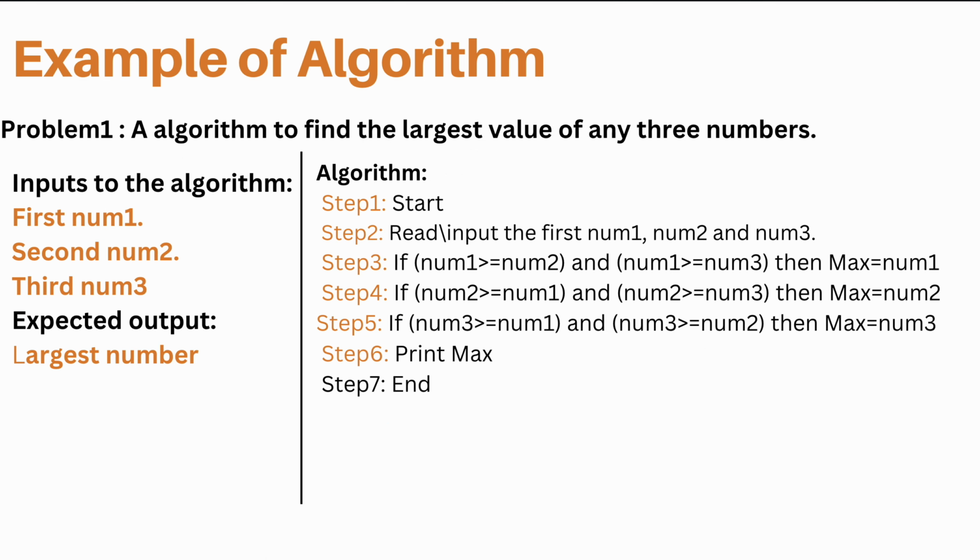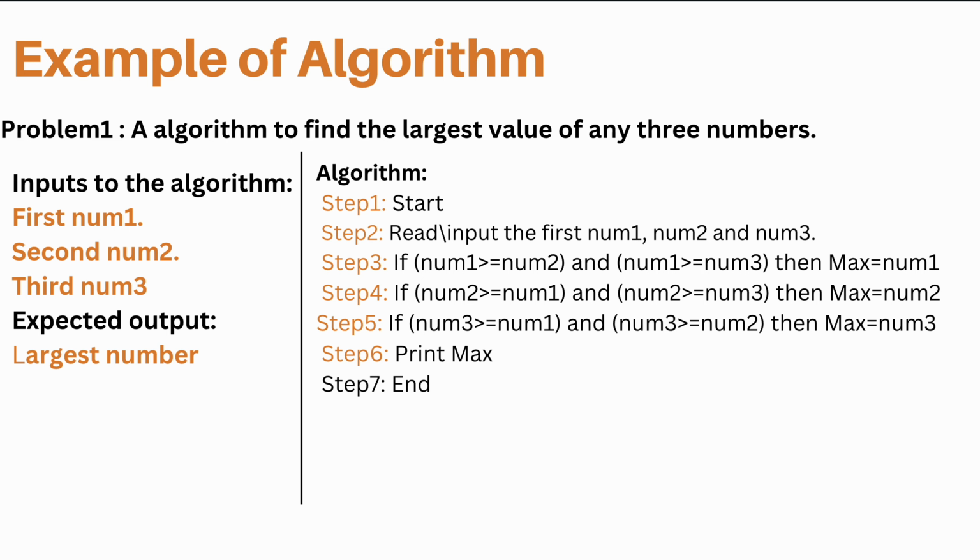Let us see another example. Here we want to find the largest value among any given 3 numbers. So what will the inputs be? The inputs will be the first number, second number and third number. And what are we expecting here? The largest number. So in normal flow, what will we do? First step is start. Second step is read or input the first number, the second number, and the third number, right?